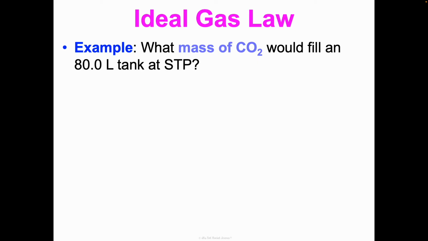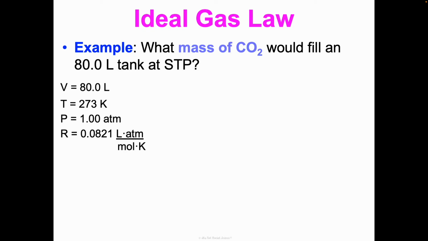All right, what do we know? We know volume is 80.0 liters. If it's at STP, standard temperature and pressure, we know the temperature is 273 Kelvin and the pressure is 1.00 atm. We always know R because it's given to us. We don't know the mass. That's what they want us to know. Now, we can get to mass if we've got the moles with the molar mass. So we're going to have to find the molar mass of carbon dioxide.